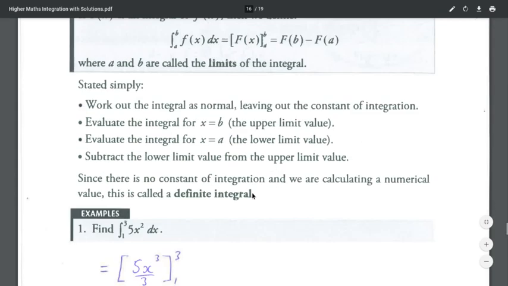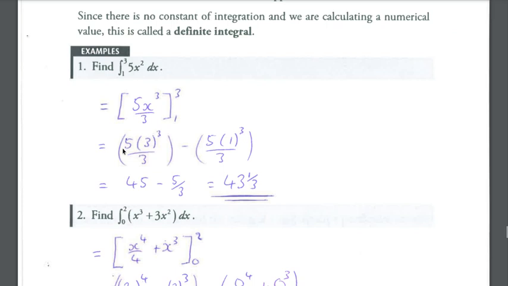Okay, so how would I go about doing that? Well, let's have a look. So I would say I'm integrating between 1 and 3. And then I'll just integrate as I normally would. So add 1 to the power, divide by the new power. Now we do not need a constant of integration when we're doing this because we have definite limits. We're definitely going between 1 and 3 here.